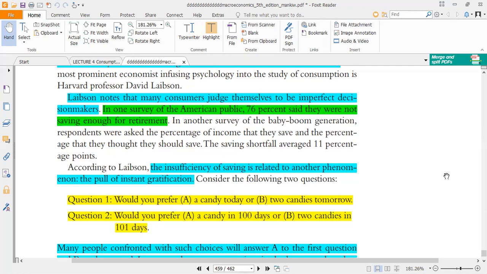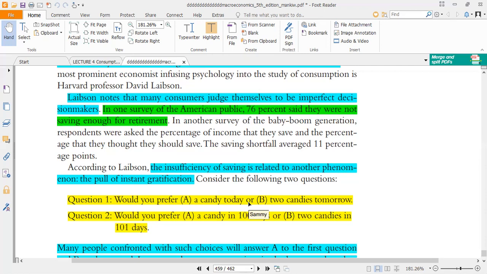Check the questions. The first question is that you get a candy today, or you get 2 candies tomorrow. Are you going for A or B? I said the first one I'm going for A. Why are you going for A? Because what if tomorrow I don't get the 2 candies? But what about the 100 days and the 101 days? That one you are saying you go for B, right? With the 100, B, yes. Why? Because I'll just have to wait another day in order to get 2 candies.